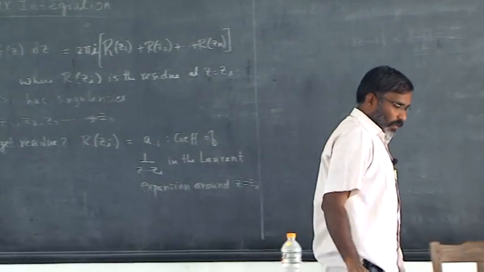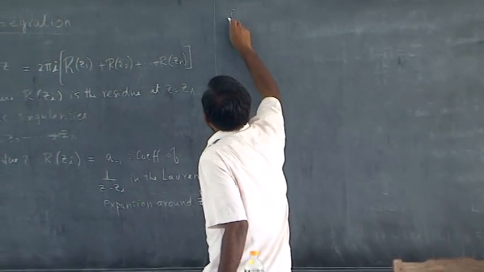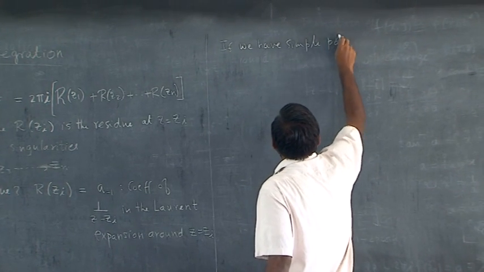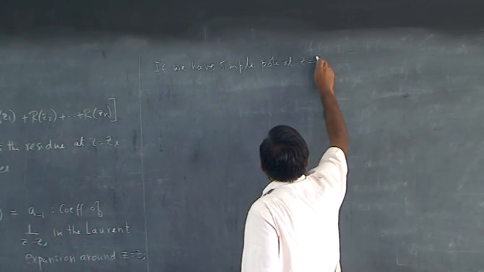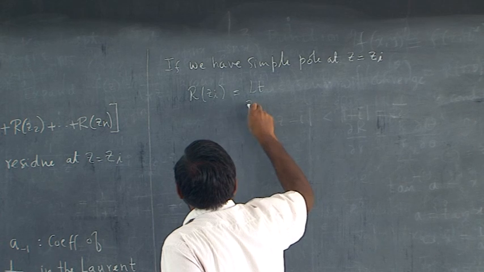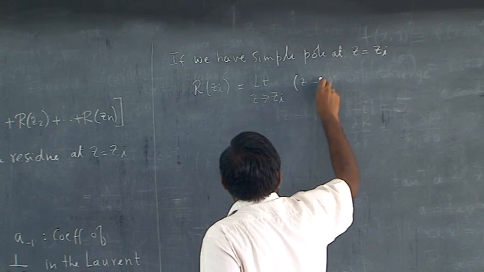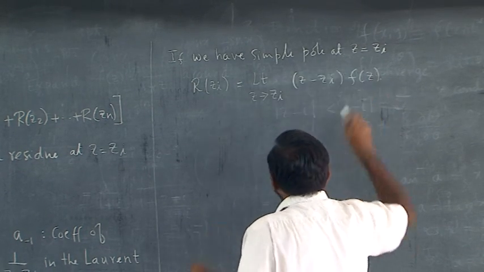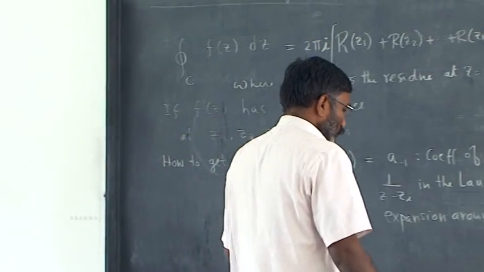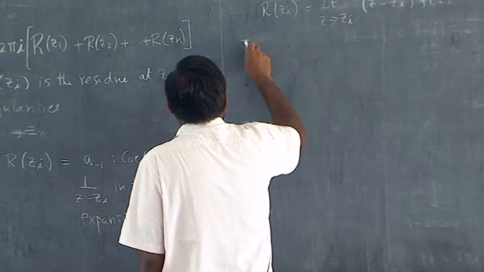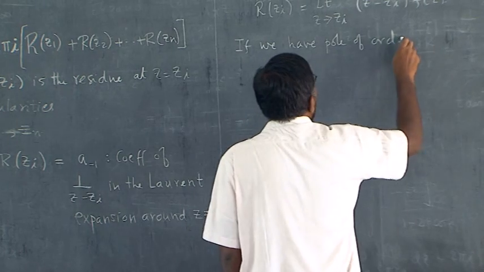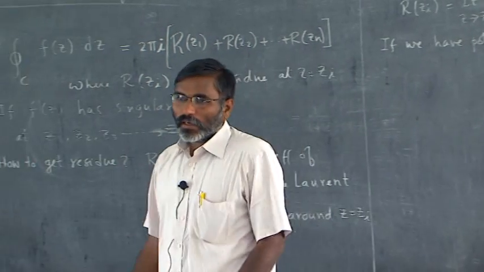Sometimes, as we have seen yesterday, if we have a simple pole at z equal to zi, then the residue at zi is nothing but the limit as z tends to zi of z minus zi times f of z. And if we have a pole of order m, what happens?